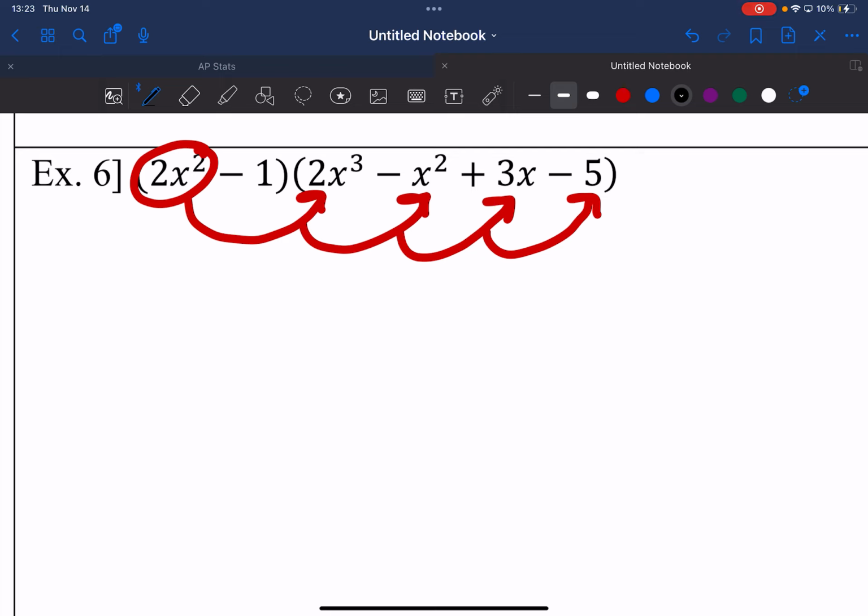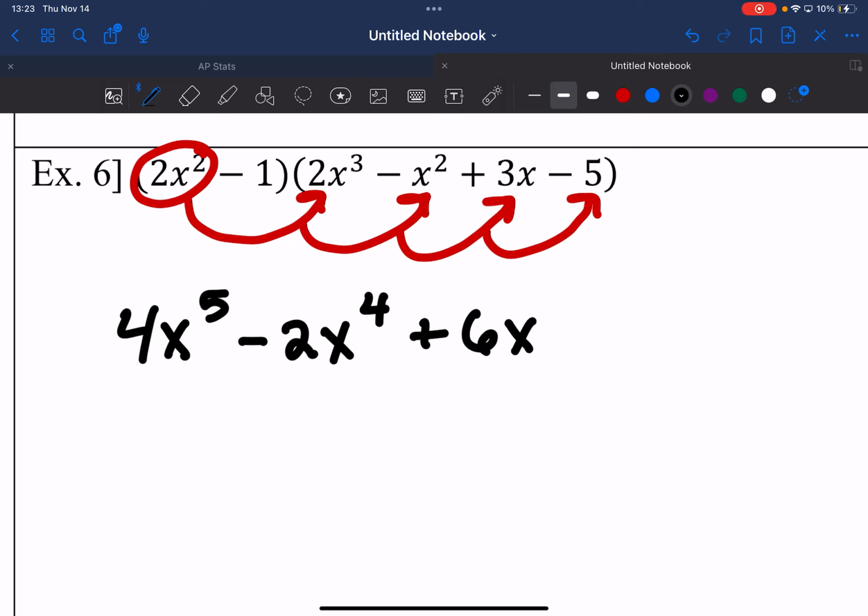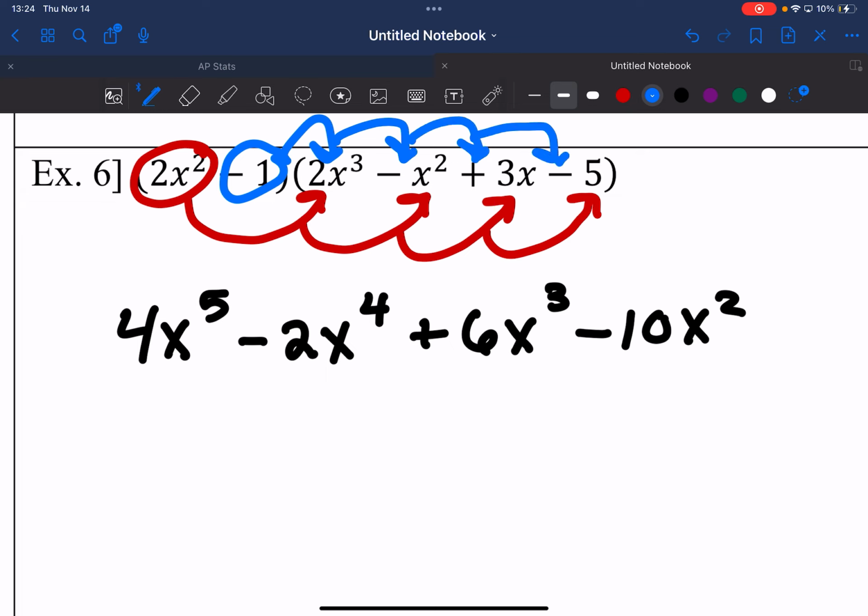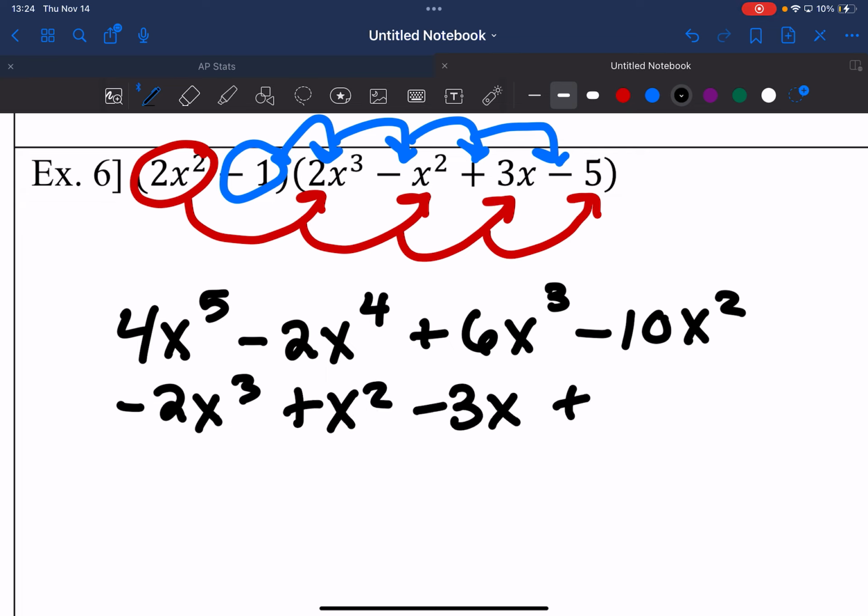So 2x squared times 2x cubed is 4x to the 5th. 2x squared times negative x squared is negative 2x to the 4th. 2x squared times 3x is plus 6x cubed. And 2x squared times negative 5 is negative 10x squared. Now I'm going to do the same thing, but with the negative 1. So I have negative 2x cubed plus x squared minus 3x plus 5.